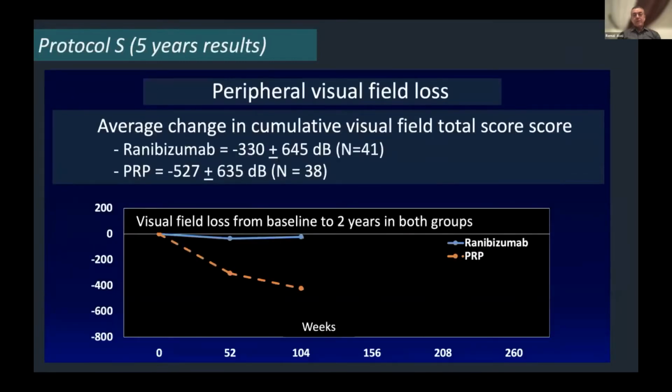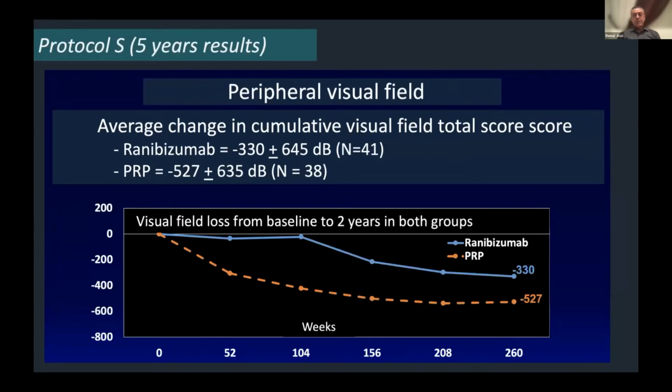So what about the peripheral visual field loss? Again, in the first 2 years, it was significantly better in the anti-VEGF group, but at the end of 5 years, this difference was not significant.